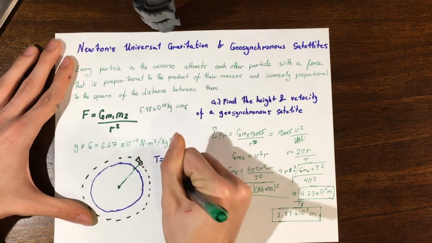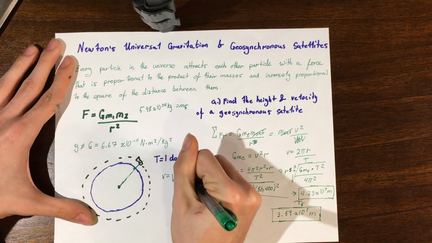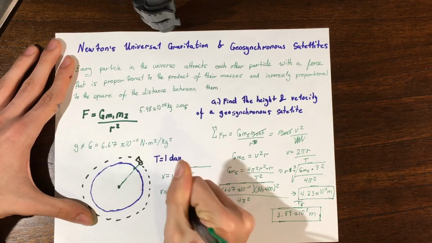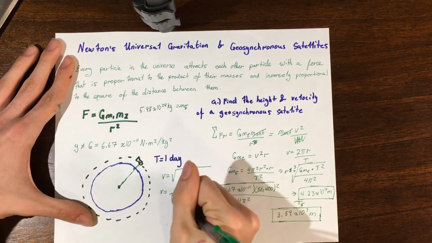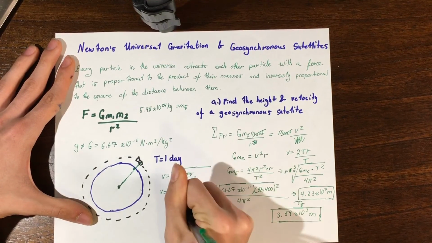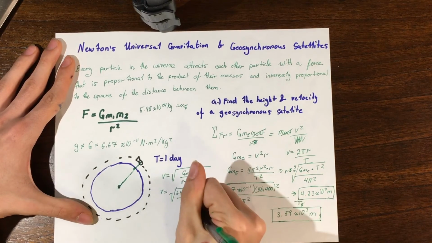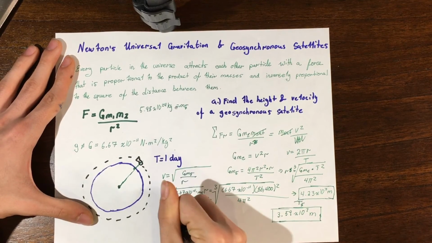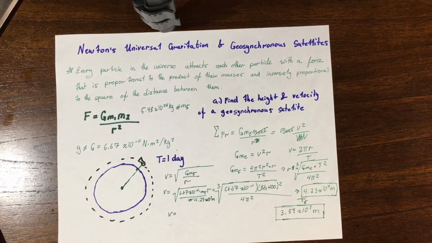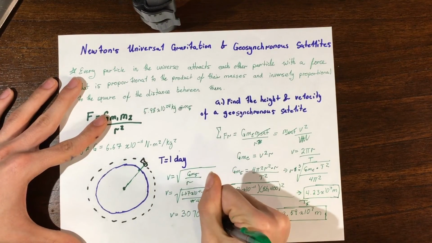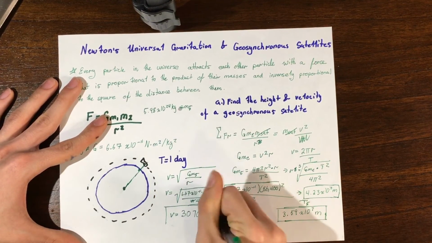So we have v is equal to the root of G M_E over r. So v is equal to the root of our constant, 6.67 times 10 to the negative 11th, times the mass of Earth, over our radius of 4.23 times 10 to the 7th meters, and you get a velocity of a whopping 3,070 meters per second. How about that?